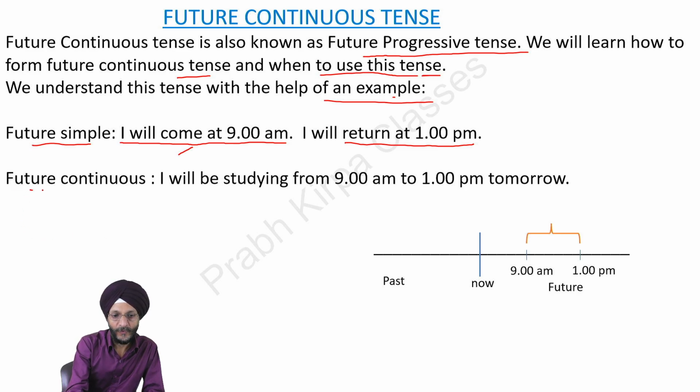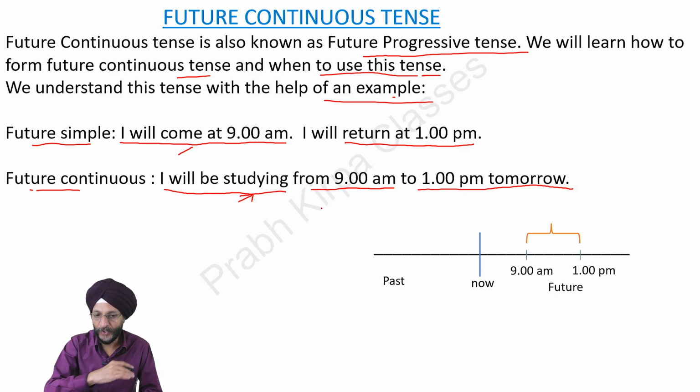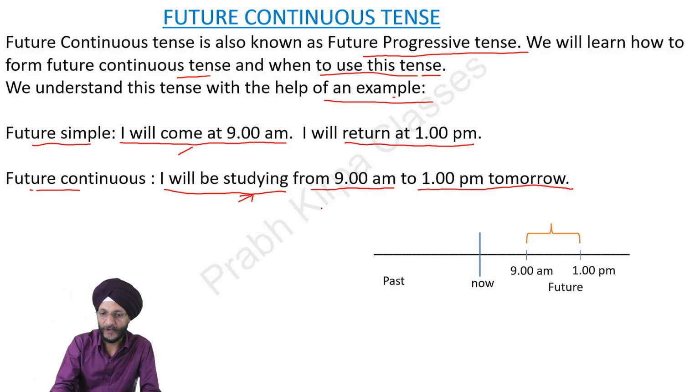If we use the sentence, I will be studying from 9 a.m. to 1 p.m. tomorrow, this is the action of studying which will be continuous. That is, the action will be continuous. Studying will be continuous in future from 9 a.m. to 1 p.m.